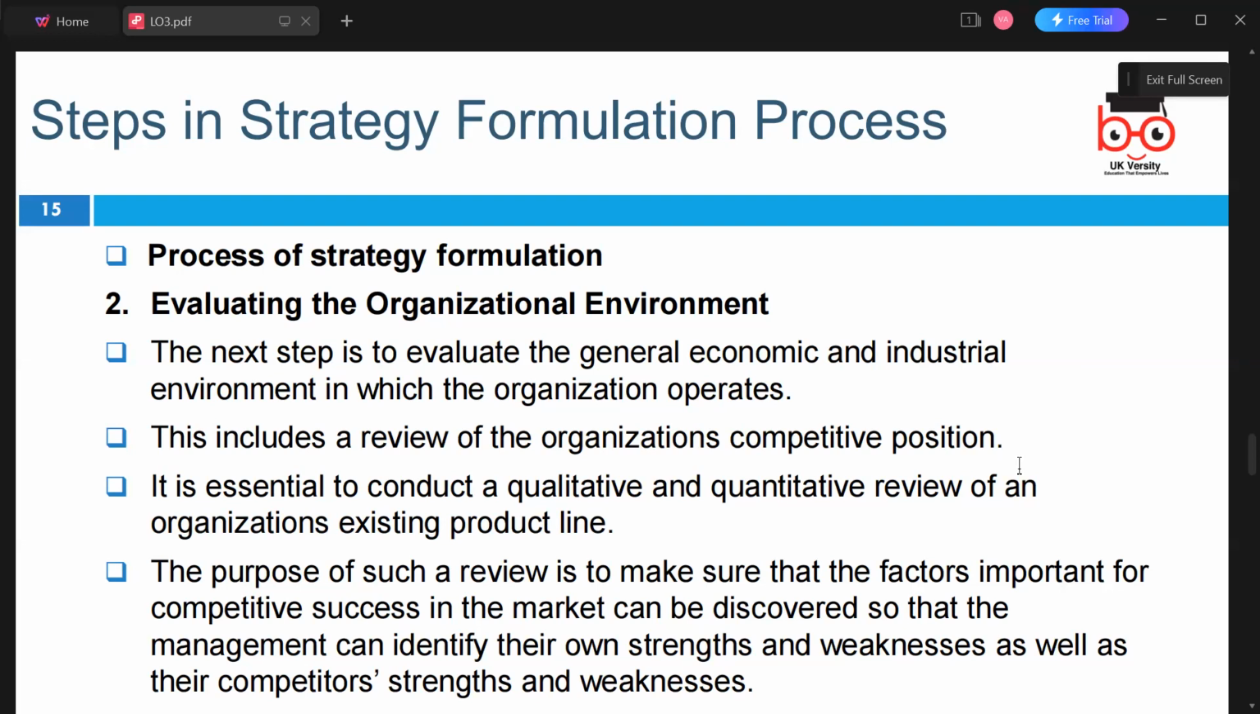A couple of them are going to be environmental. What does this mean? The next step is to evaluate the general economic and industrial environment in which the organization operates. This will include a review of the organization's competitive position, and it is essential to conduct a qualitative and quantitative review of the organization's existing product line.